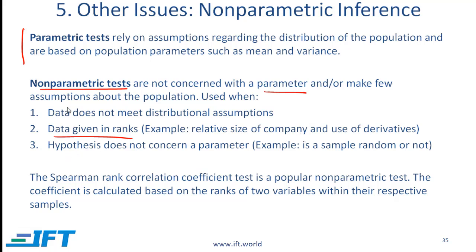And then you might also use non-parametric tests where the hypothesis does not concern a parameter. For example, you want to know whether a sample is random or not. Here there is no real parameter, so you would use a non-parametric test. The Spearman rank correlation coefficient is a popular non-parametric test. The coefficient is calculated based on the ranks of two variables within their respective samples.